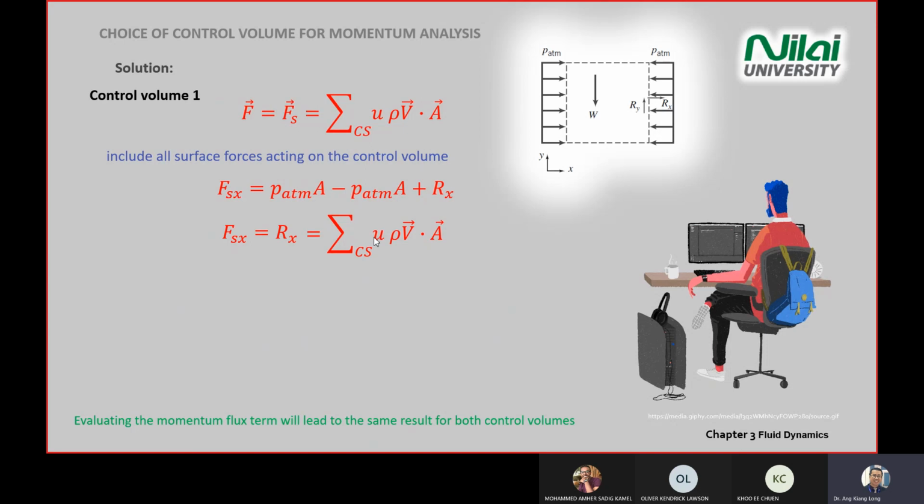It equals u rho V dot A. You have two vectors here, and we call back the concept that we learned previously. You draw the opening and you draw the velocity, then you know whether it's positive or negative.